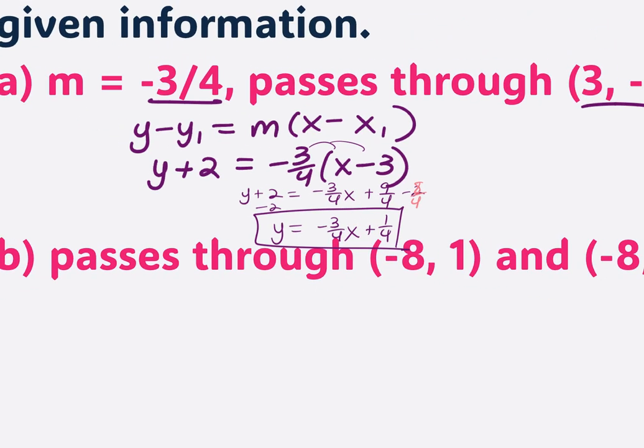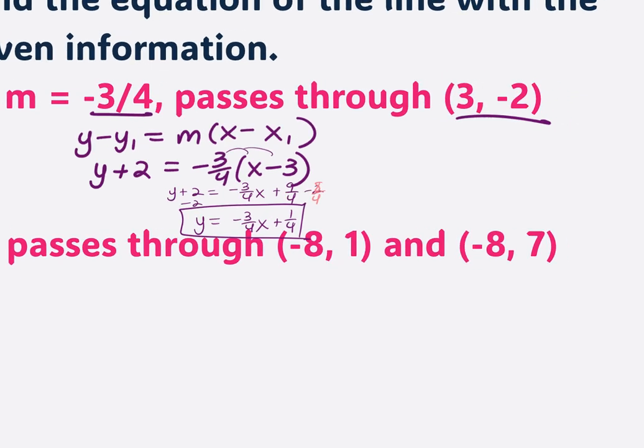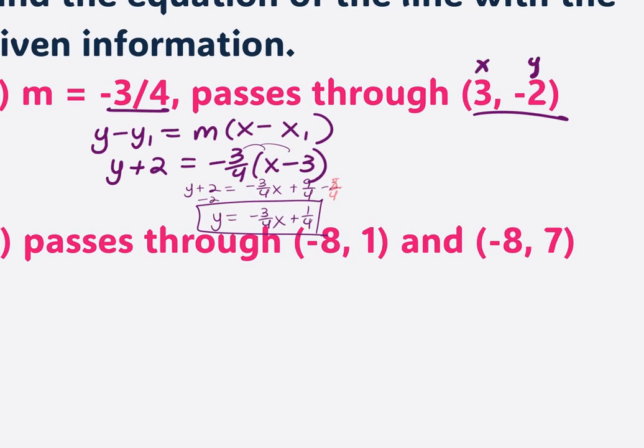You could have also done slope-intercept. So I could have also made this my x, this my y, that my m. So I could have done negative 2 equals negative 3/4 times x plus b. I would have to solve for b and then plug back in the m and the b.